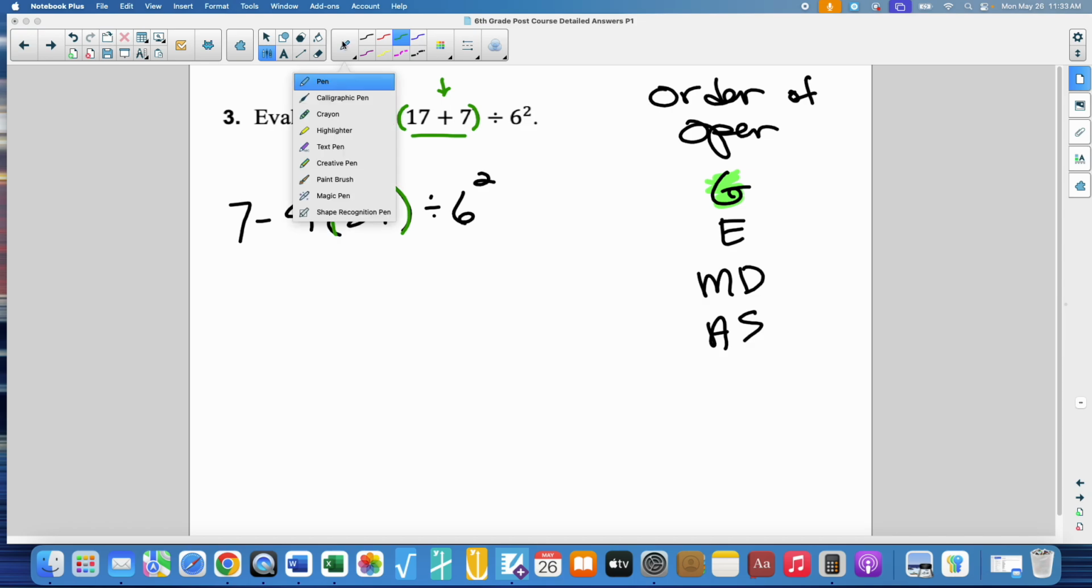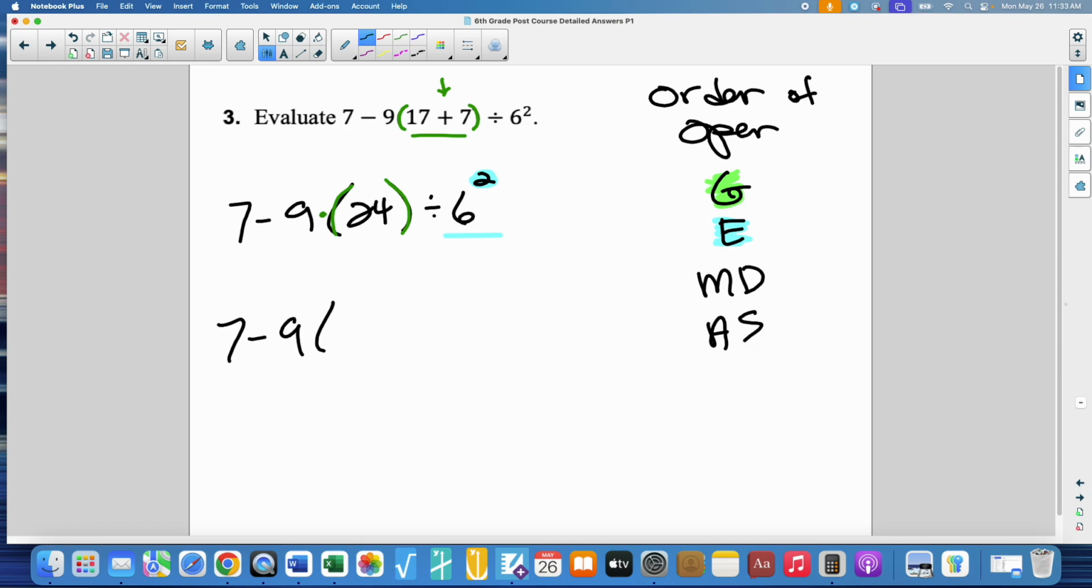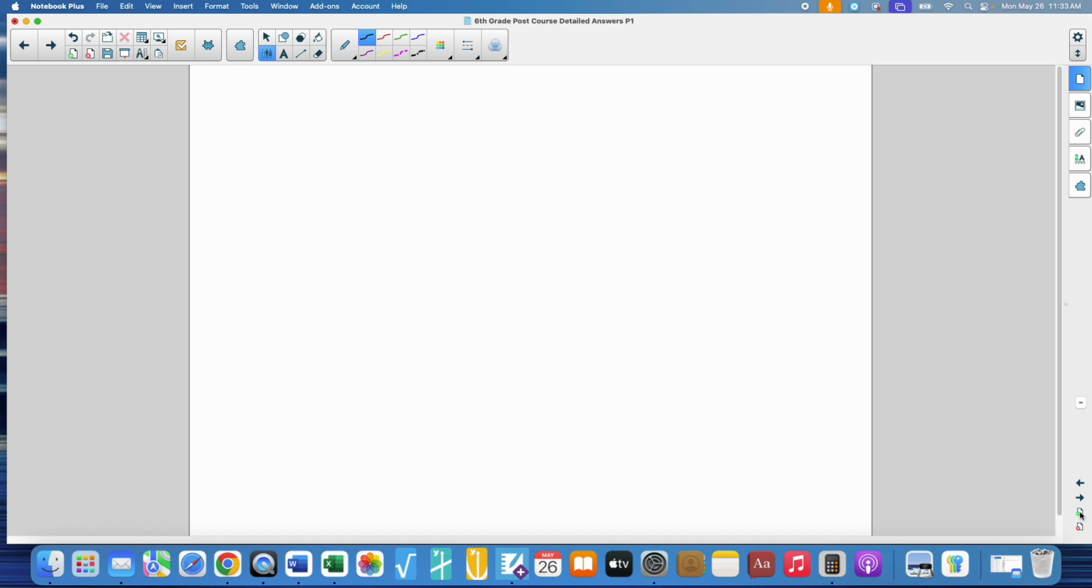So our next operation is going to be exponents. And we have an exponent right here. So we will simplify this. The base of that exponent is 6. So we have 7 minus 9 times 24 divided by 6 squared, which is going to be 36. You should know your squares at this point.